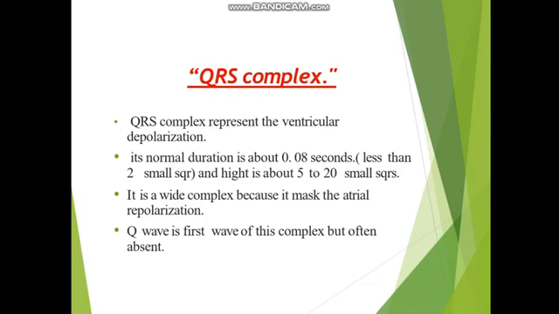It's a wide complex because it masks the atrial repolarization. I have already told you that the QRS complex is embedded with the repolarization of the atria, so that is not being seen. Although normally when there is a P wave, that is the depolarization of the atria, its repolarization should also follow. But the QRS complex is so powerful, the depolarization of the ventricle is so much powerful that it masks the atrial repolarization record. Q wave is the first wave of this complex but often absent. Often it is absent.